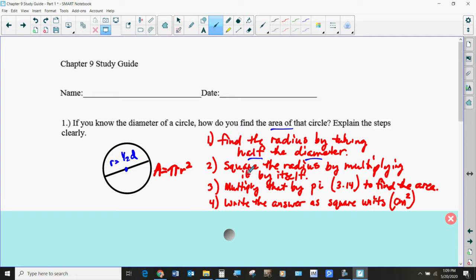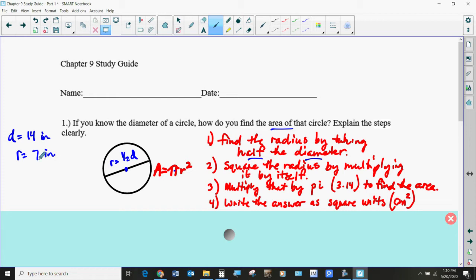Once you know what the radius is, then order of operations says square that number. And so when you square it, you would then do the third step, which is to multiply it times pi. Once you know what that product is, you will have your answer, and then you just declare the answer using square units. So for instance, if our diameter was 14, then our radius has to be 7. And maybe we'll call those inches.